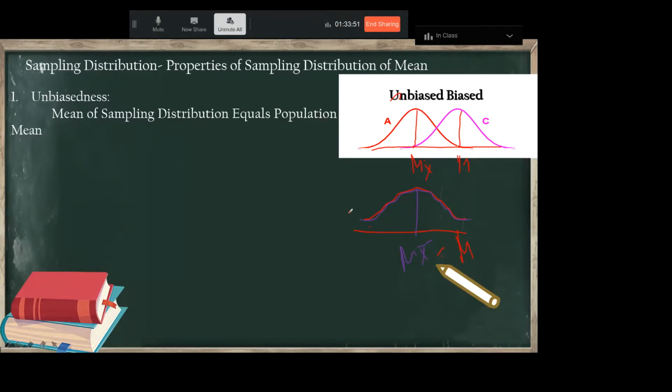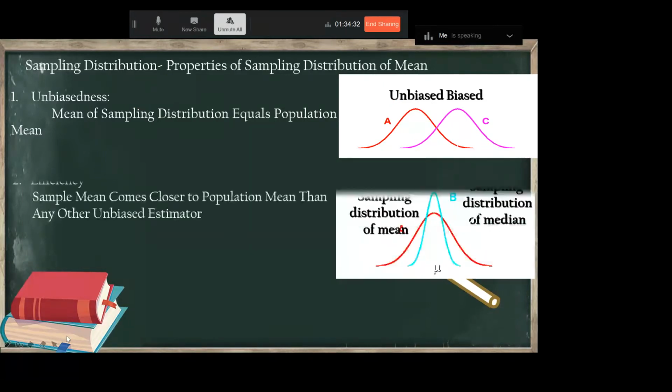Mathematically, we can write it as E of x bar equals mu. It means the expectation of a sample statistic is equal to mu. Similarly, E of s square is equal to sigma square. If this is the case, then it's unbiased. If not, then it's biased. So we have seen that it's unbiased in terms of sigma. So that's the first property of a sampling distribution, unbiasedness. Is it clear for you what is unbiasedness?